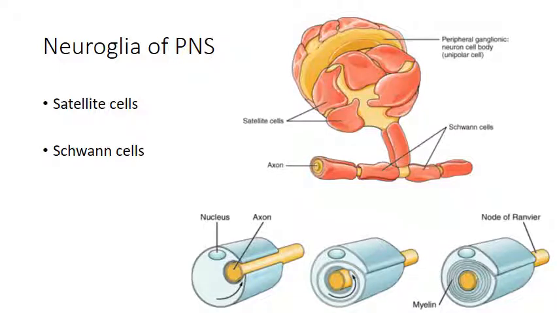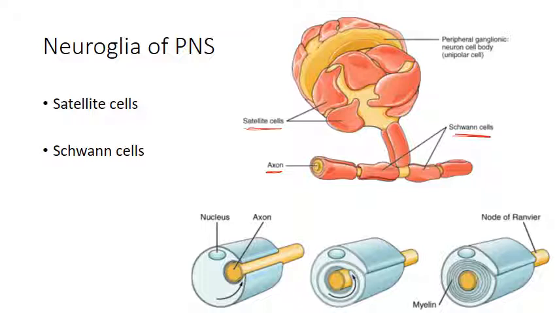In the peripheral nervous system, we only have two types of neuroglial cells. We have satellite cells and we have Schwann cells. So again, here we have an axon for a neuron. Over here we have our two cells. So here's a satellite cell and here's the Schwann cell.